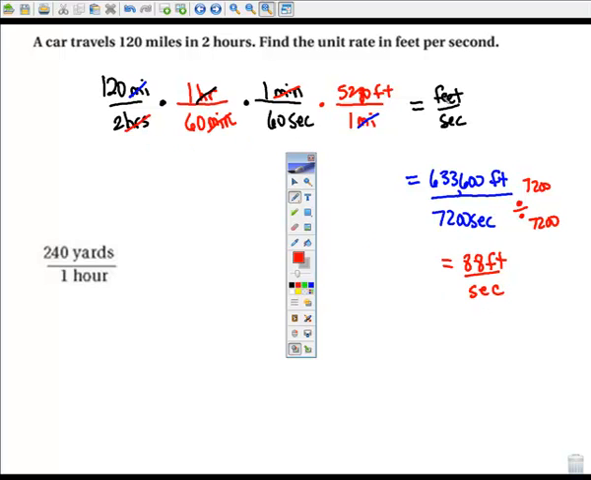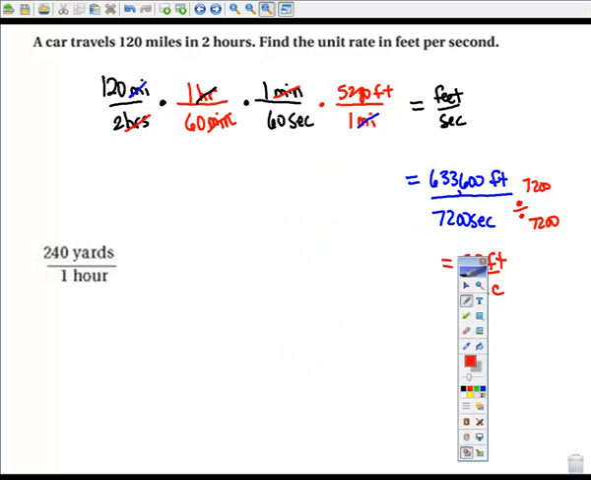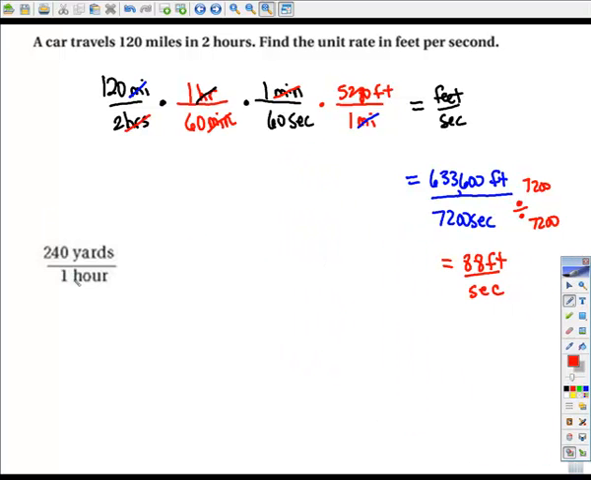So again, I knew I wanted feet per second. I worked on getting the seconds first, and then I worked on getting my feet. If you can do it simultaneously, you're welcome to, but my brain needs to process it just a little bit at a time. Let's go ahead and do another one of these. I again want feet per second. But right now I have yards and hours. I'm going to change my hours into seconds first. I'll do it the same way.